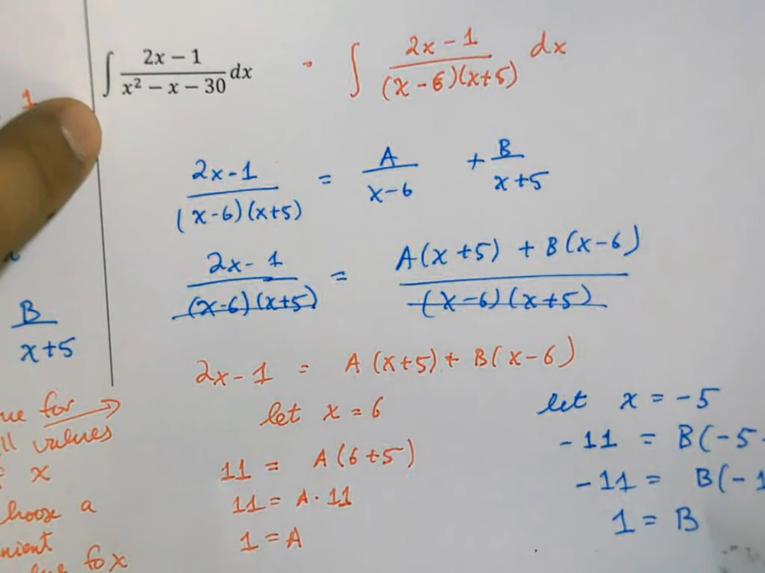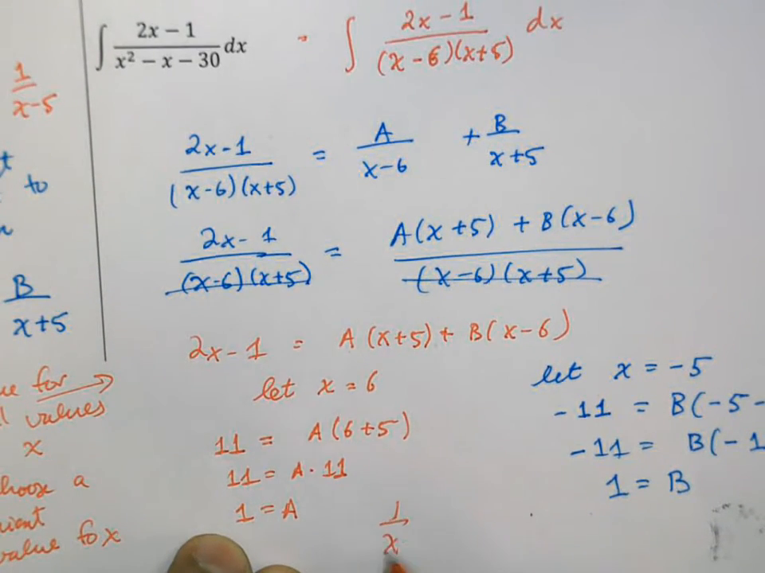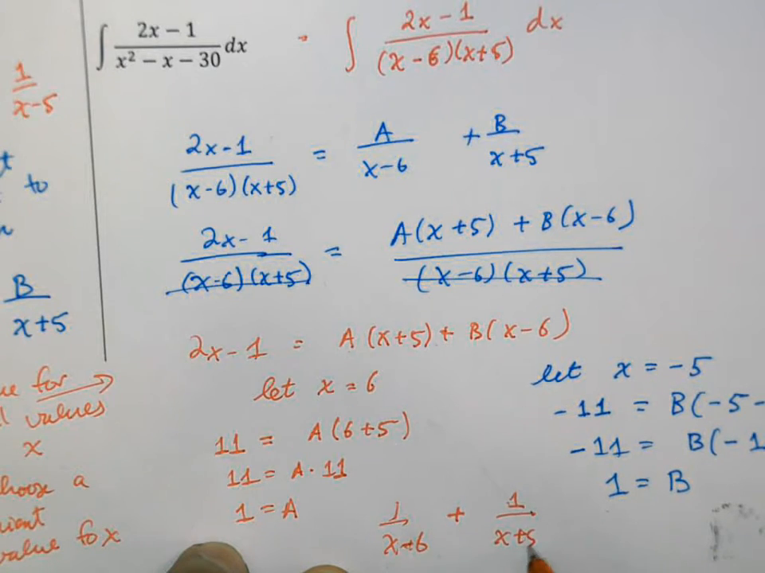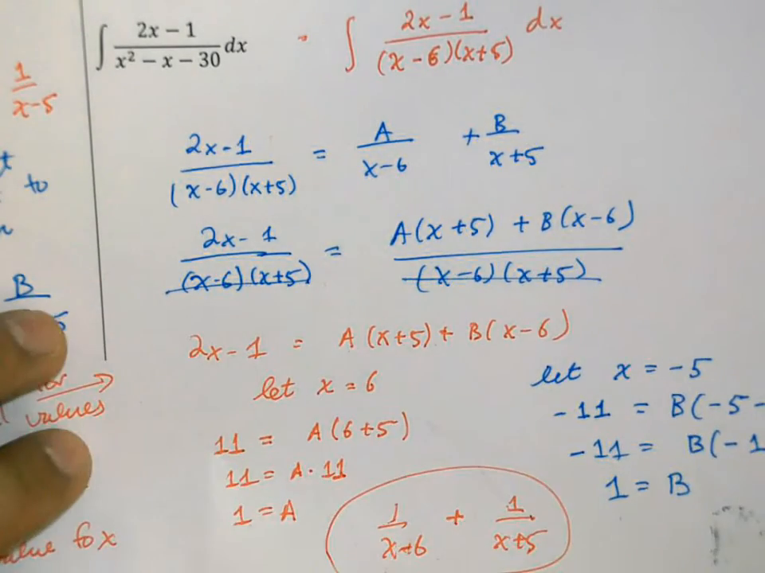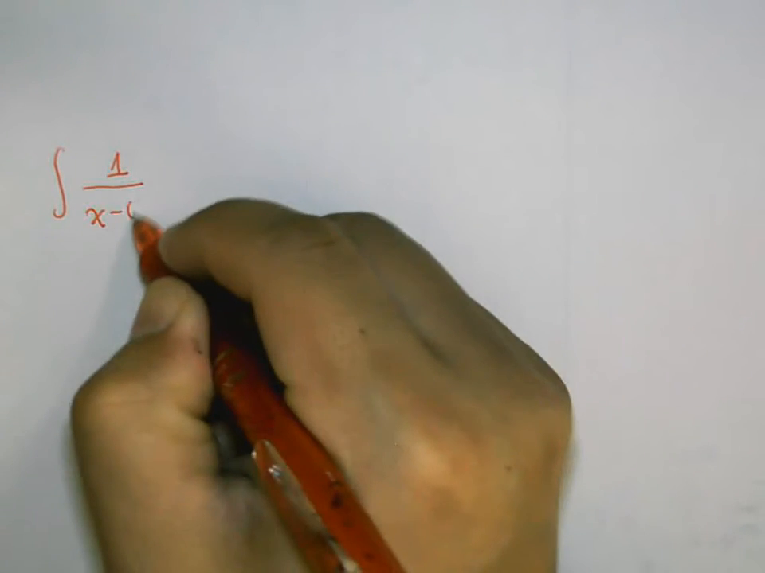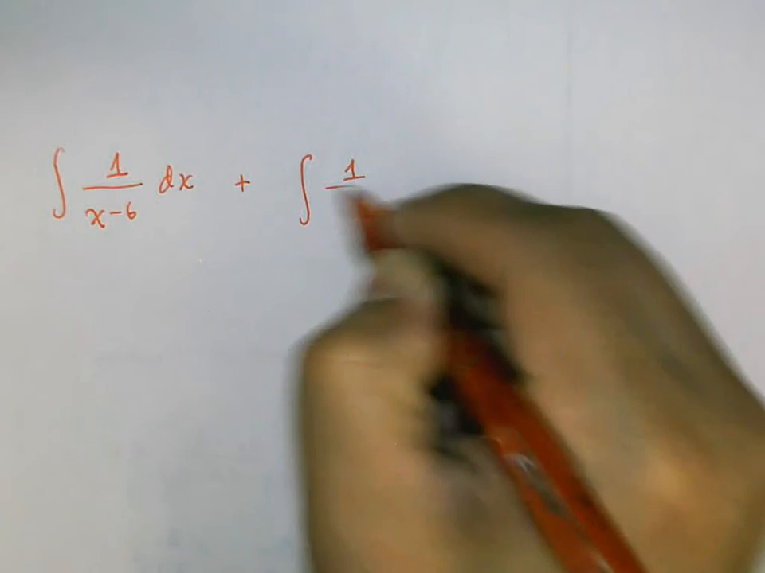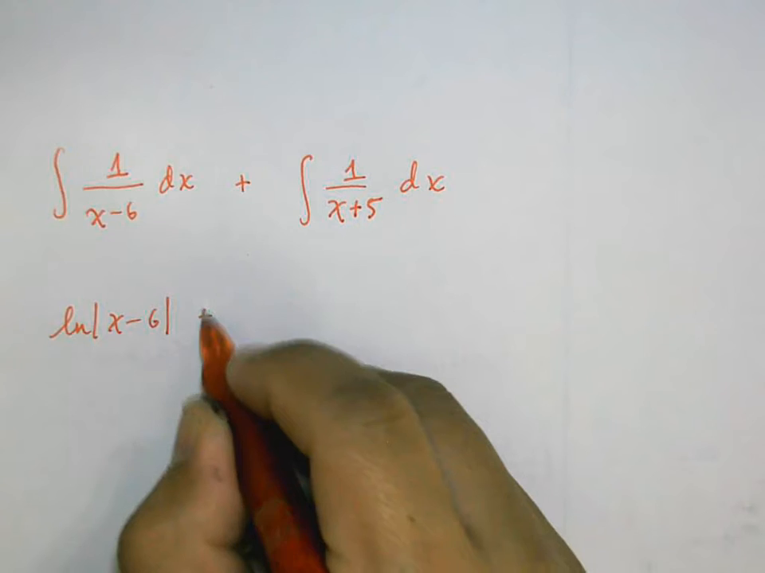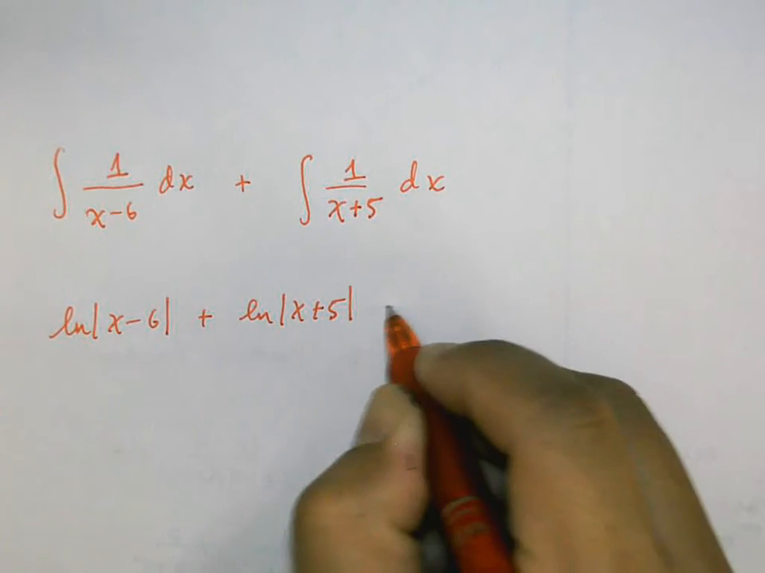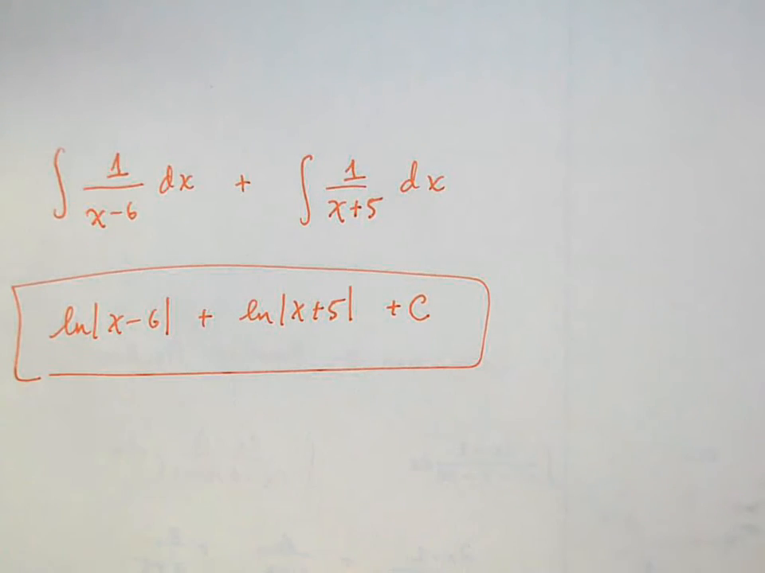So the original integrand, (2x minus 1) over (x squared minus x minus 30), is really equal to 1 over x minus 6 plus 1 over x plus 5. This integrand that we started working with is really equal to this expression, and I can show you now why this is much simpler to work with. We can represent it as two separate integrals: the integral of 1 over x minus 6 dx plus the integral of 1 over x plus 5 dx, which is equal to the natural log of the absolute value of x minus 6 plus the natural log of the absolute value of x plus 5, plus a constant. And that is our final answer.